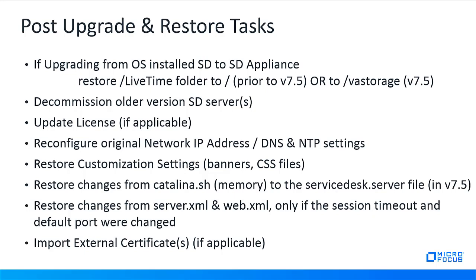Restore the changes in the CSS files and the Tomcat server configurations like Web XML and Server XML. Again, do not replace these files. Just restore the customizations. If memory settings were changed, restore those changes from the saved catalina.sh file to the etc init.d Service Desk server file. If the session timeout or default ports were changed, restore the Server XML and Web XML settings. Restoration of the external certificates is applicable using the administration console.